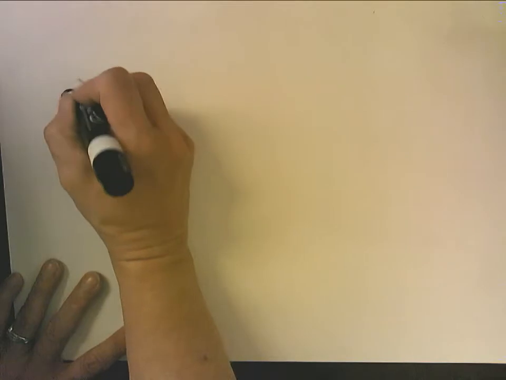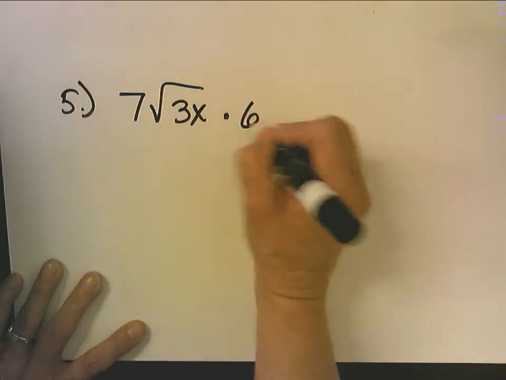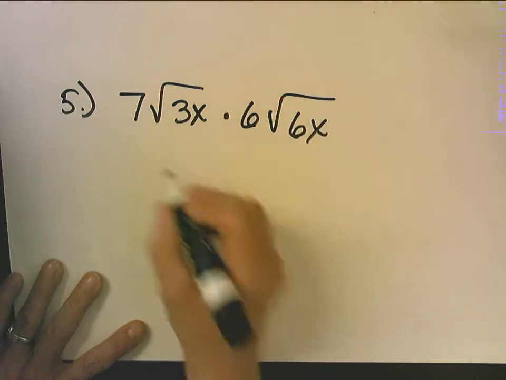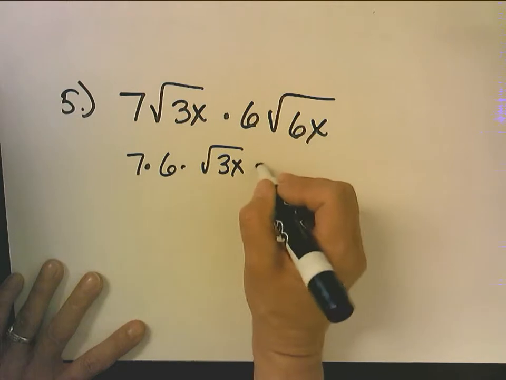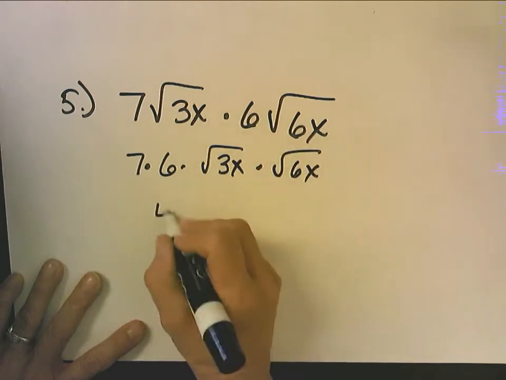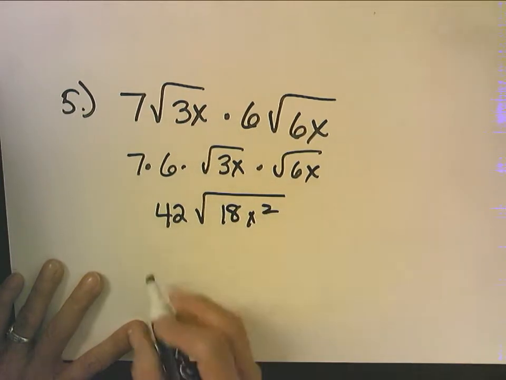Okay, let's look at number 5. 7 root 3x times 6 root 6x. So again, I can rewrite it: 7 times 6 root 3x times root 6x. So it's 42 root 18x squared.